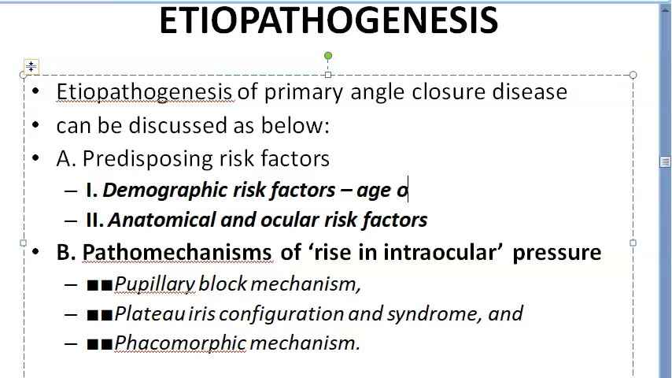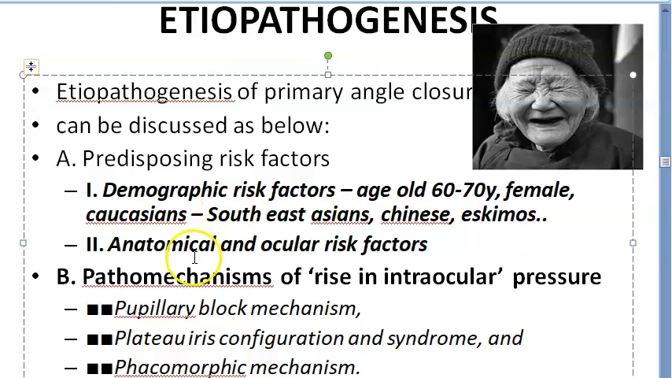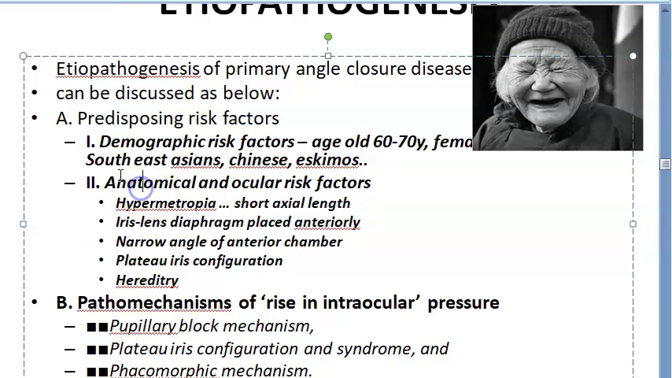They are saying in old age only it will occur. Okay, female mostly. Old age means 60 to 70 they are saying. So you should remember Southeast Asians and then Chinese. Can you say Southeast Asians? Chinese and Eskimos. Okay, mostly these people. Yes, so let us look at anatomical and ocular risk factors.